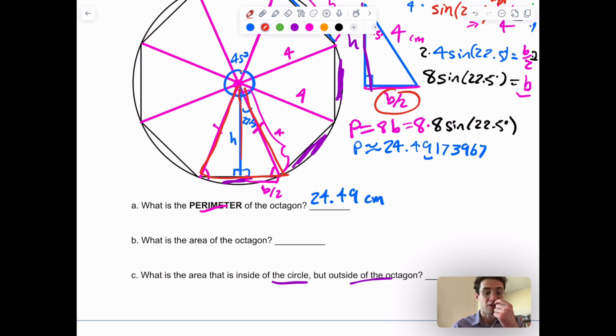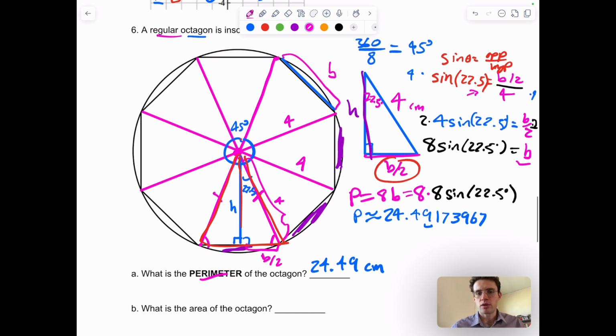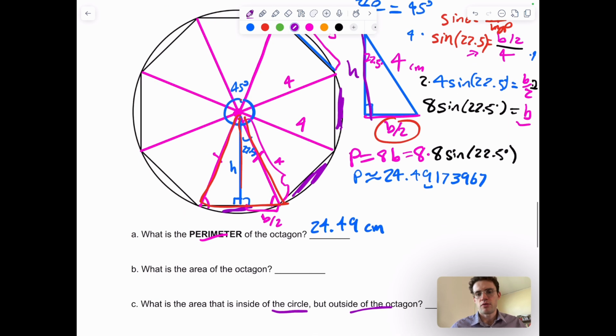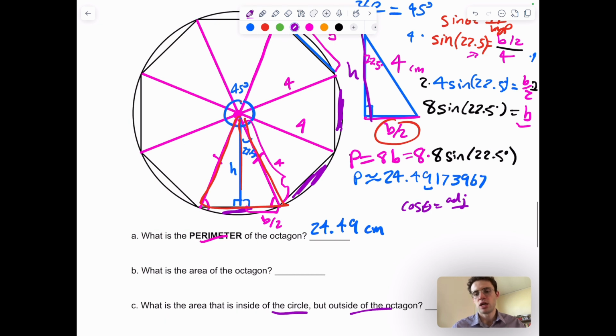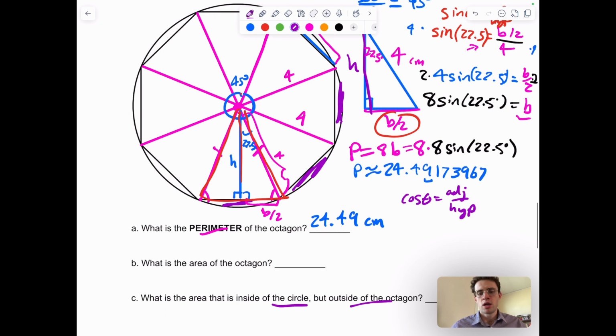We need to find that height. Again, the 4 is not the height. So what we need to do to find the height, if you look up here, that's adjacent to the 22.5 degrees. So if we want adjacent over hypotenuse, that's cosine. Cosine of theta equals adjacent, the side that's touching it that's not the hypotenuse, divided by the hypotenuse. In this case, that means cosine of 22.5 degrees is equal to the height over the hypotenuse, which is 4.